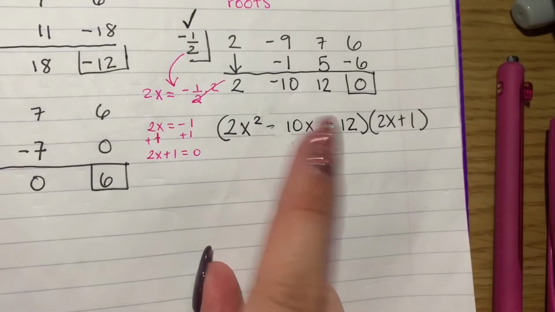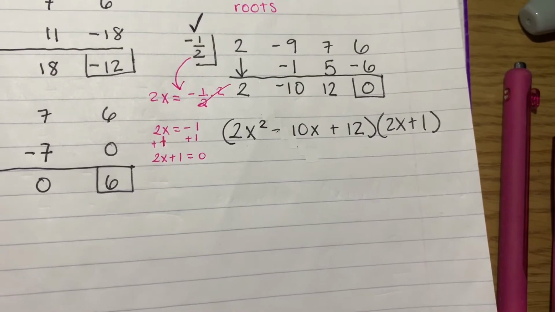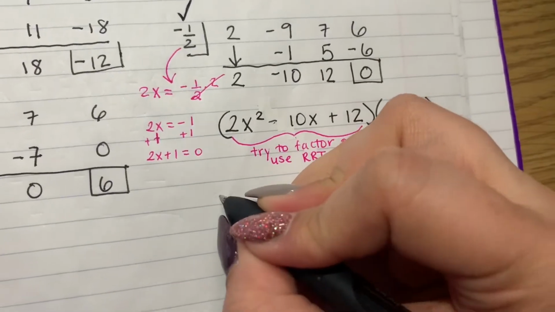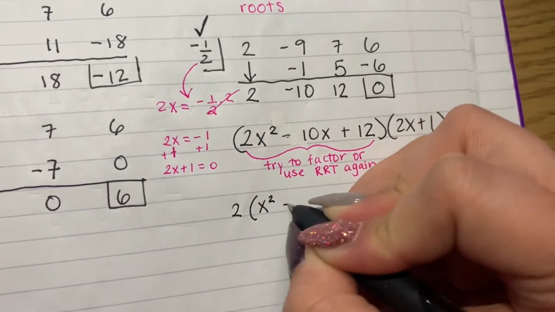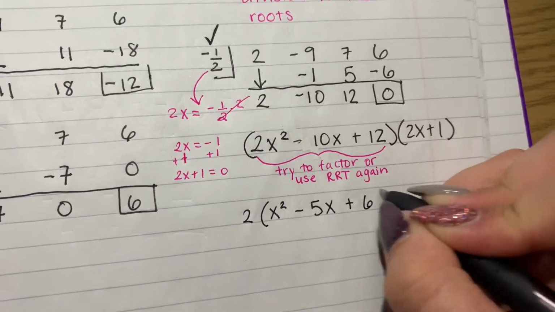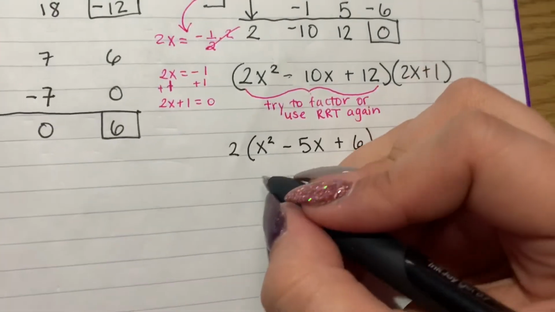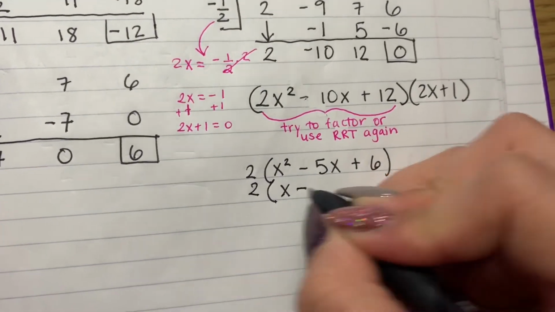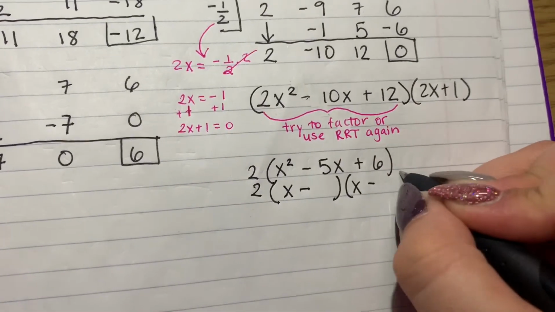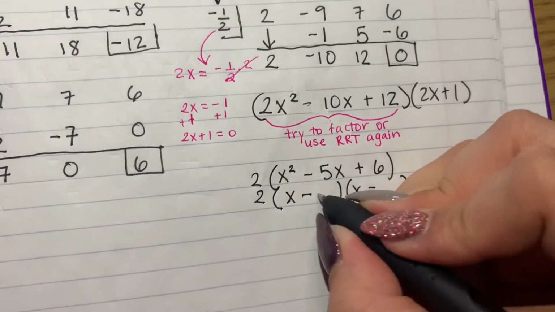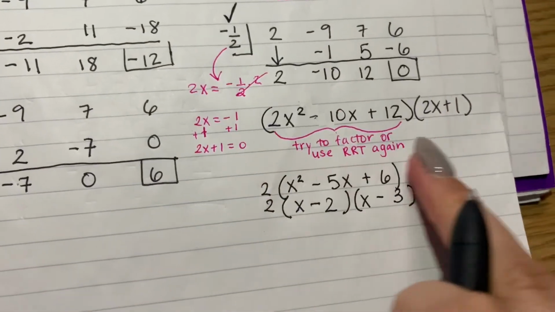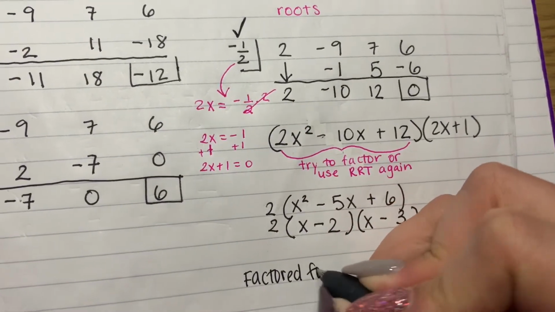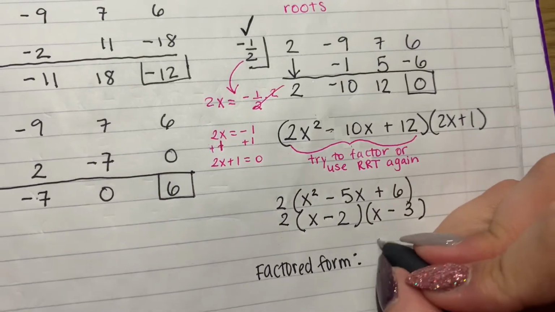To continue factoring this, you could use the rational root theorem again with your new last term and your new lead coefficient, or you could try to factor using the methods that we know how to factor. Here I'm using the method that I know because it's shorter than going through the rational root theorem again. I take out a GCF of 2, and then I'm left with x squared minus 5x plus 6. That plus sign at the end tells me that my signs are the same, and the minus sign in the middle tells me that both of them are negative. They have to multiply together to give me positive 6, but add together to give me negative 5. So I end up with x minus 2, x minus 3.